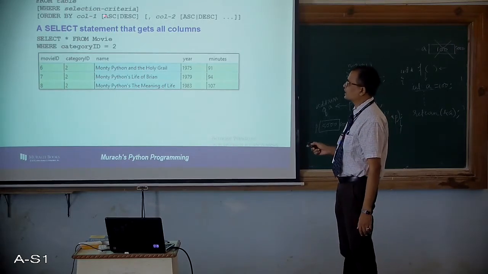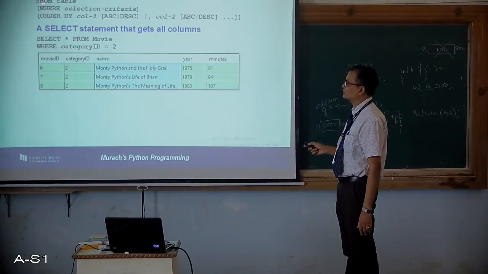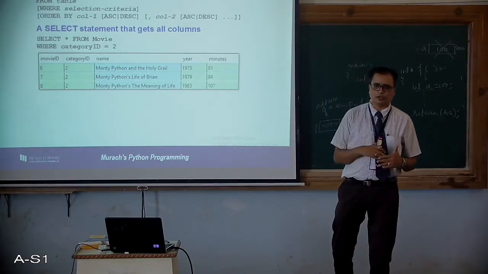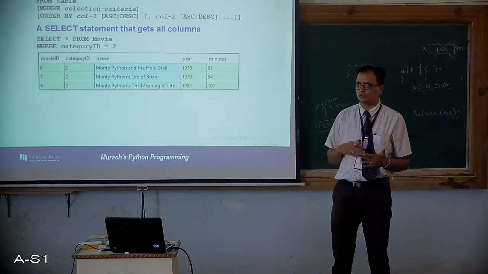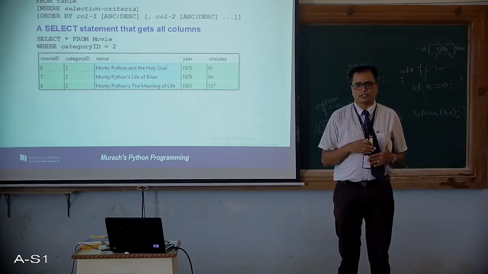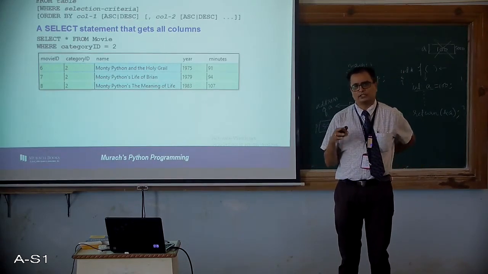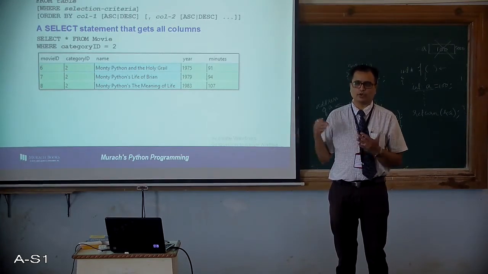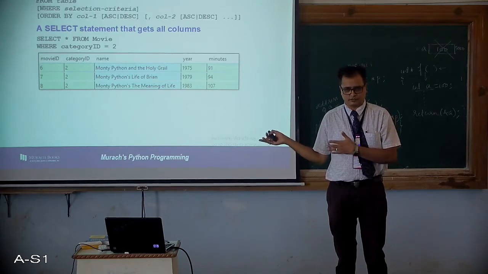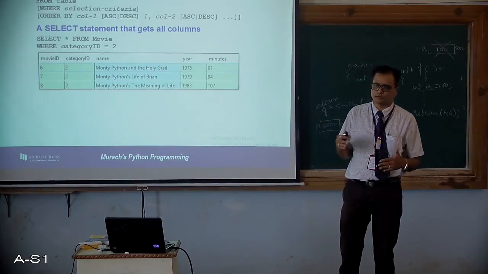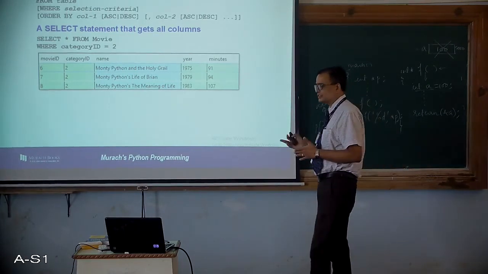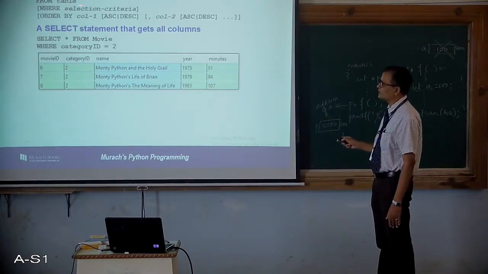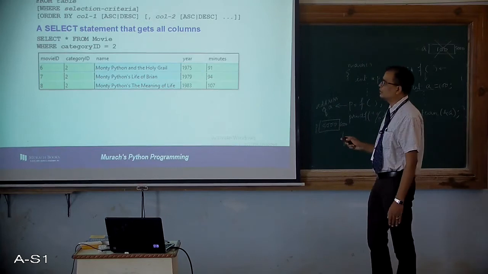Then select star from table, where clause is used for selecting a particular set of rows depending on a selection criteria. If suppose you want to check for select star from table, say users where age is greater than 60. If suppose you want to select only those people who have got age greater than 60, then you can write where clause. This is for selecting a criterion based selection of records.